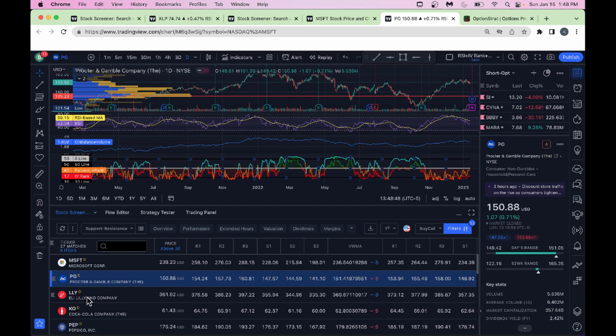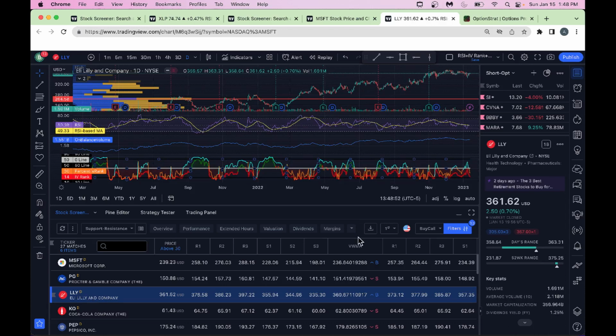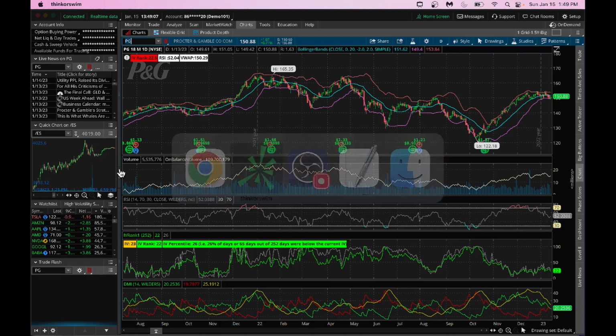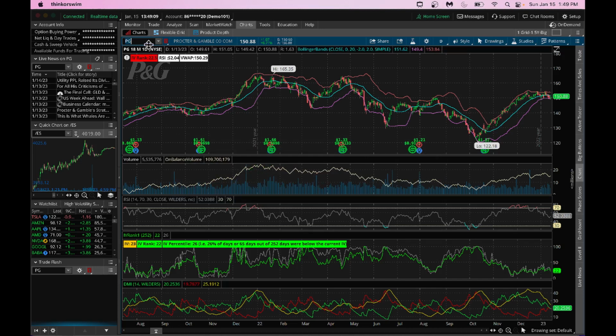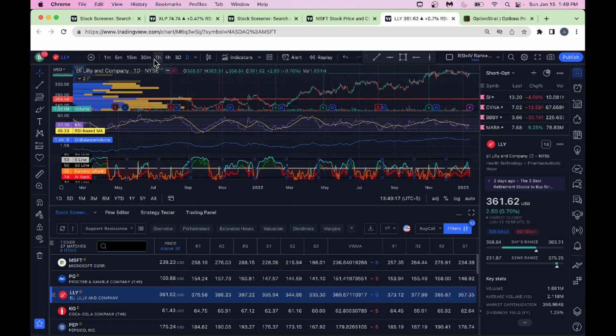And then you've got Eli Lilly, which is one of my favorite companies. Look, earnings are in 18 days, as you can see here. And IV rank, as you can see, IV rank is 14 over there. And if you go back to the Thinkorswim platform and just say Lilly, Lilly IV rank is 18. Is it exactly the same? It is not, but you get the idea.